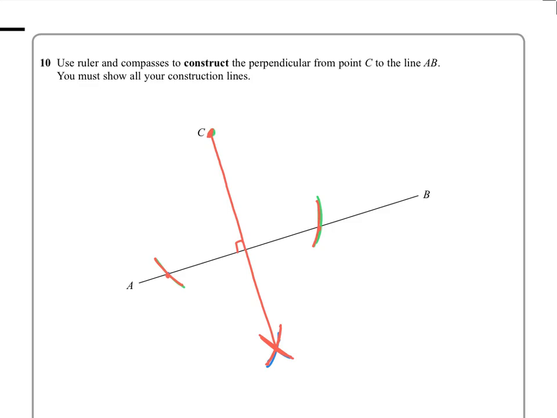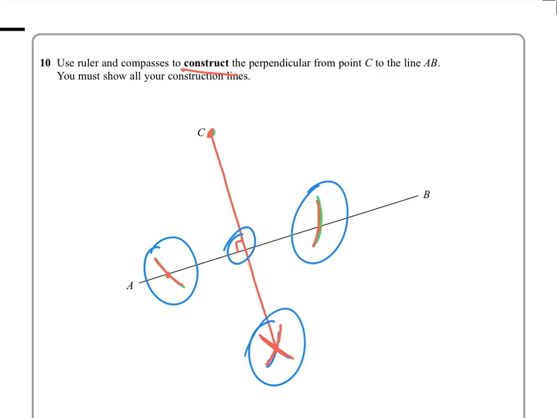Use ruler and compasses to construct the perpendicular from point C to the line AB. You must show all your construction lines. Yeah, it's really important that you really overemphasize these parts here. Okay, and then put this in for good measure.